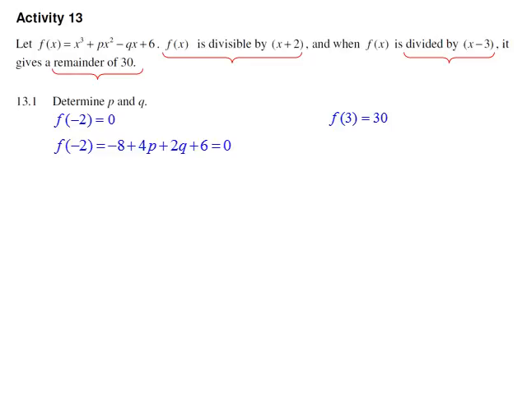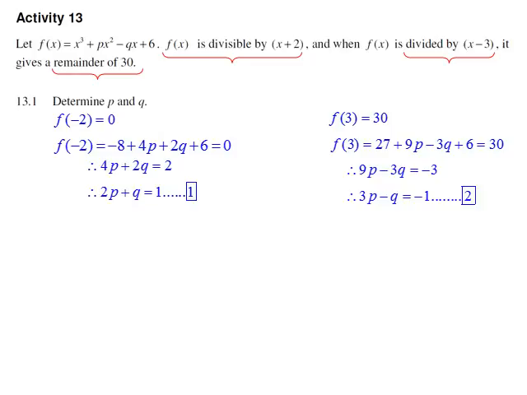So if I now calculate f(-2) and equate that to 0 and get this equation in its simplest form, it will give me the equation that 2p plus q is equal to 1. If we expand f(3) equals 30 and simplify our equation, we will get that 3p minus q is equal to -1. We can easily solve these two equations simultaneously by adding equation 1 to equation 2.